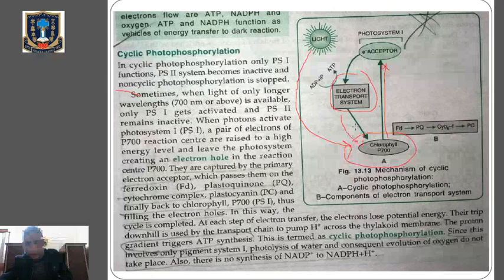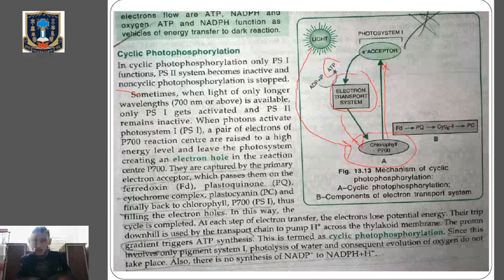And here there is formation of ATP also, because the electrons while moving through the ETS, that is the electron transport system, will lose energy and it will be utilized for the formation of ATP. But in this process, since only PS1 is involved, there is no involvement of PS2, so there is no photolysis of water, there is no evolution of oxygen, and in fact there is no formation of NADPH also.